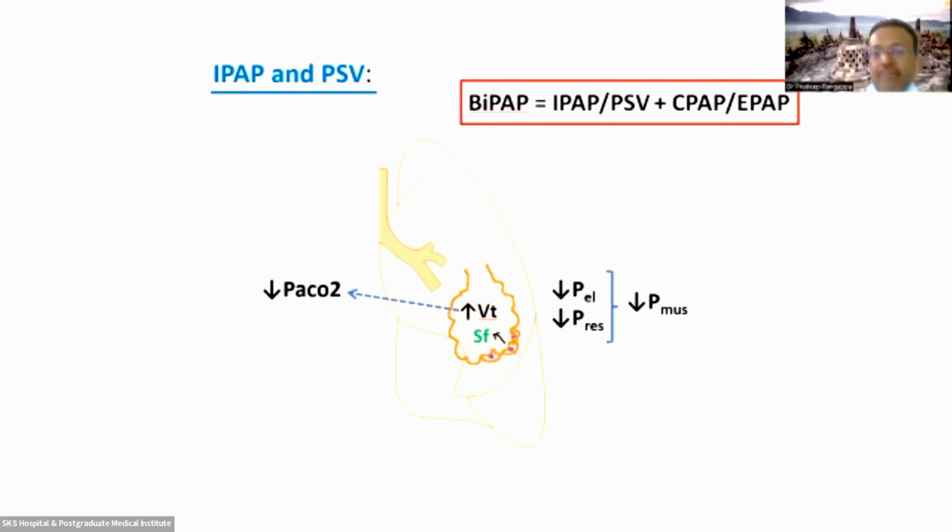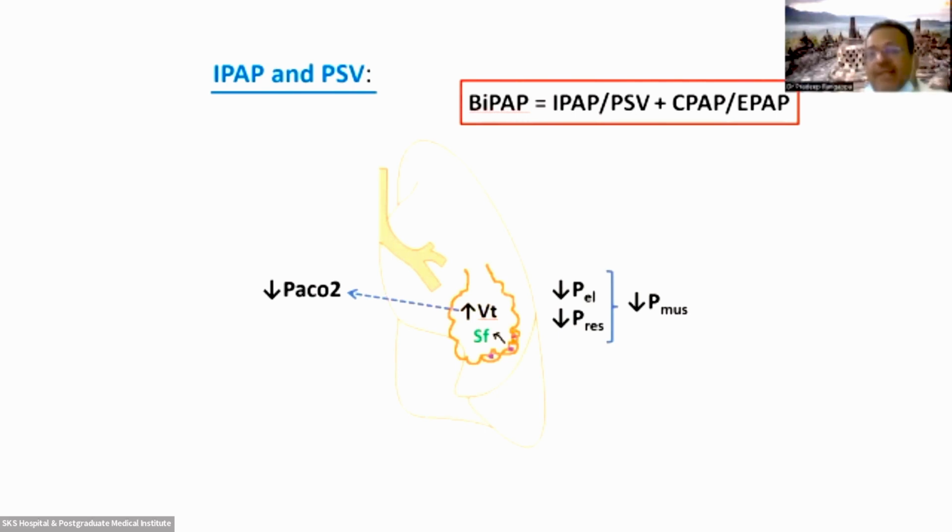So when we say BiPAP, we add inspiratory positive airway pressure plus expiratory positive airway pressure, which you can also call CPAP. You can also call it pressure support plus EPAP or plus CPAP. So we add inspiratory positive airway pressure in addition to CPAP or expiratory positive airway pressure.